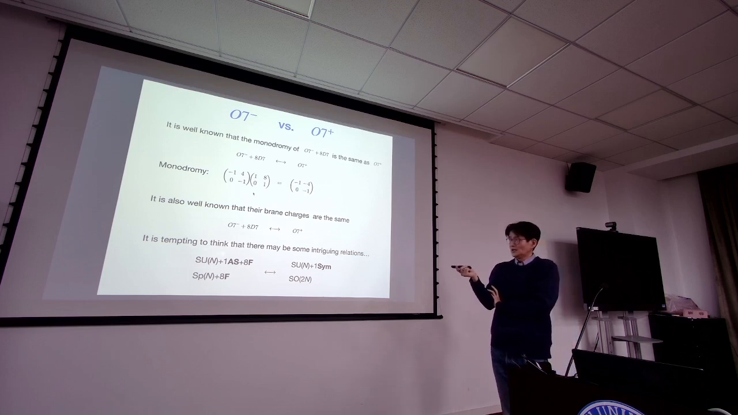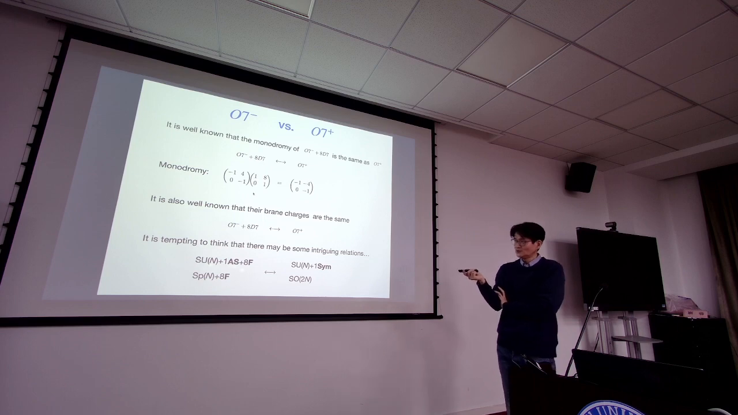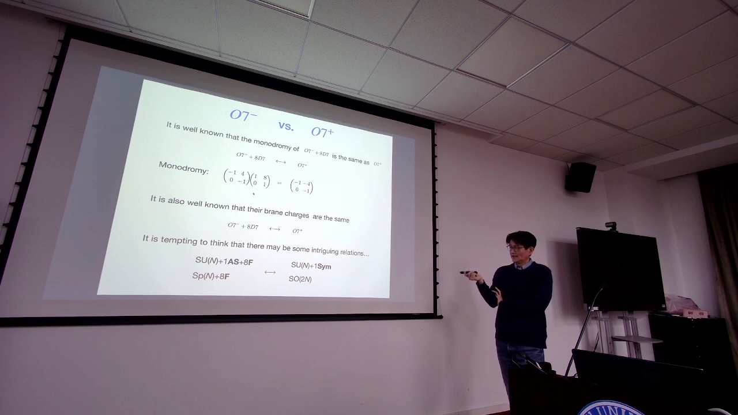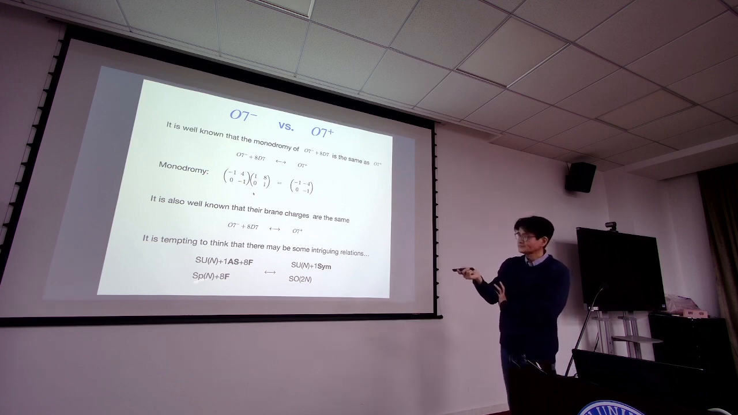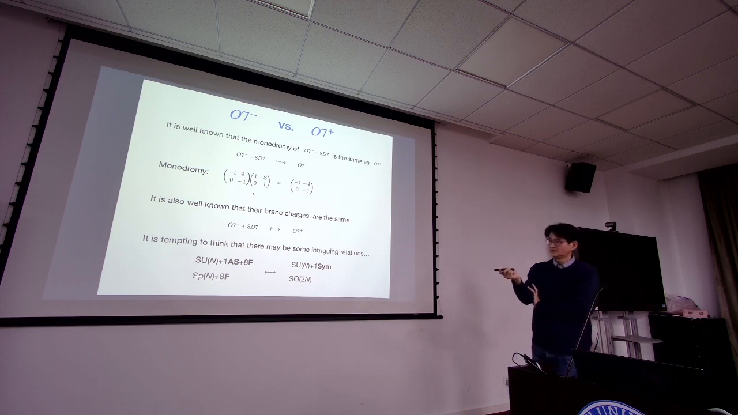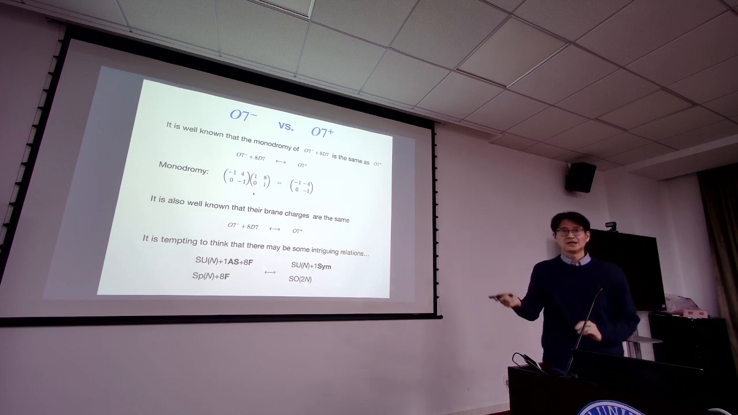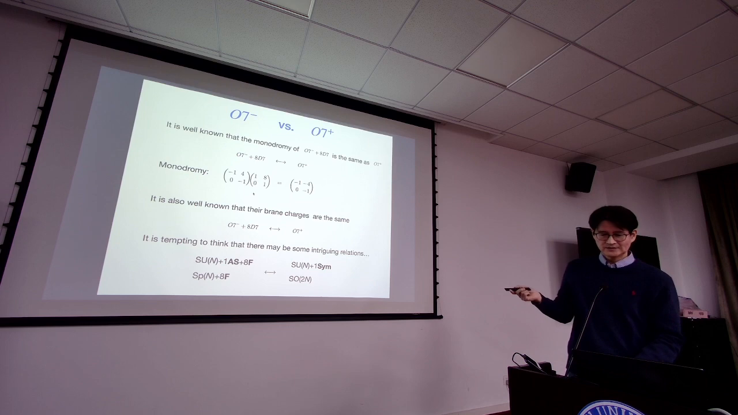In terms of gauge theory, it is a relation between SU(N) with one antisymmetric and A flavors, where the A flavors come from the D7s, and SU(N) with symmetric matter. Or, as I said on the previous slide, O7- can describe Sp and O7+ can describe SO, so there might also be a relation between Sp with A flavors and SO theories.